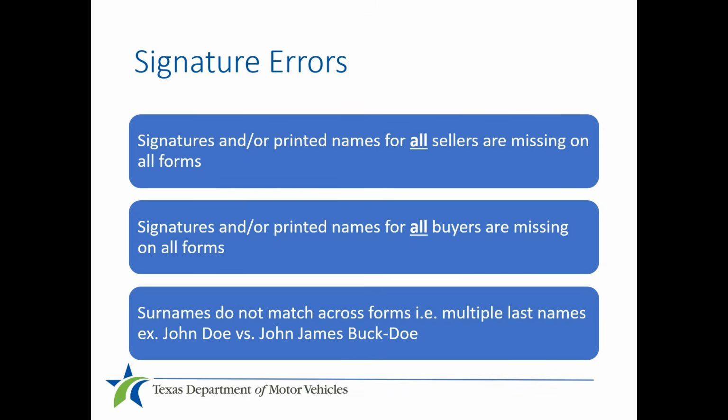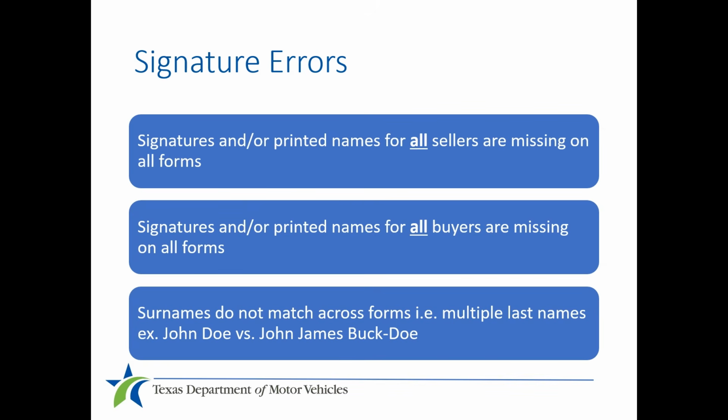Another highly returned reason is inconsistent names and signatures. A signature does not have to look identical every time, since everyone signs differently, but the name used and the signature style should remain reasonably consistent across documents and should align with the customer's ID. For example, if a customer signs one form as John Doe and another as Jonathan James Buck Doe, the county may question whether the signatures belong to the same person. And again, when signing as a POA, a signature is required for all buyers and sellers involved. We repeat this point because it is one of the most common return reasons we see.